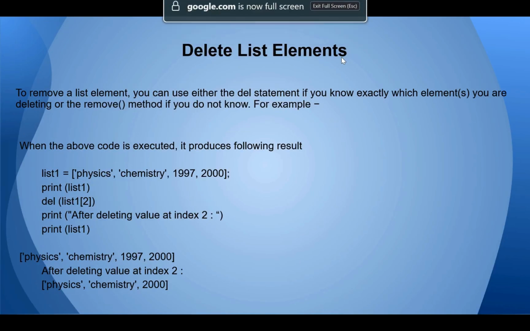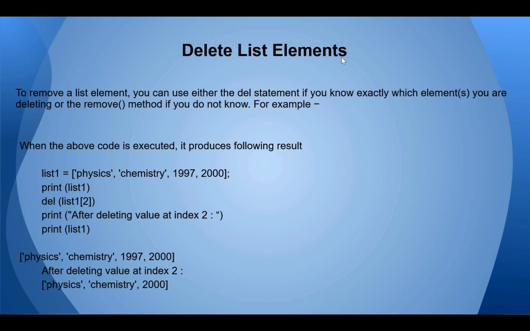Now, if you want to delete the list or a list item, for that you have the inbuilt function called del. Okay. So you can see I have a list called list1 in which these 4 elements are there. First of all, I am printing the list. Then I am using the del function to delete it. So del, and in the argument I am writing the list name and the index number. Okay. And after that I am just printing the list.